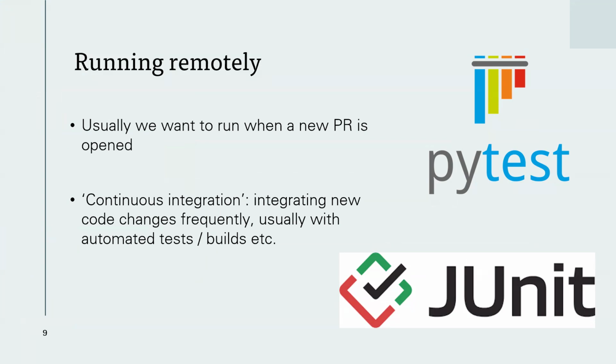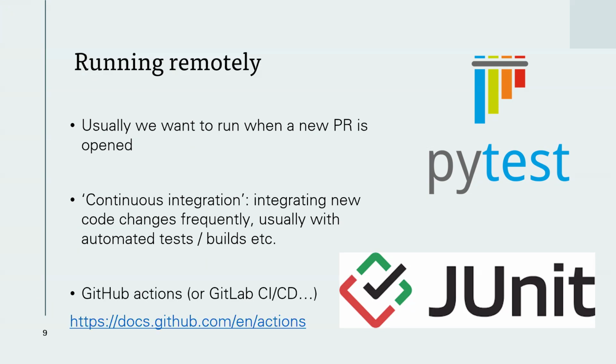And this is an example of something known as continuous integration. It's a very general term, but in broad strokes, it means that you want to integrate new code changes frequently and usually with some kind of automated tests or automated builds associated with that. So every time a pull request is coming in, a bunch of things are happening automatically without us having to manually intervene with it.